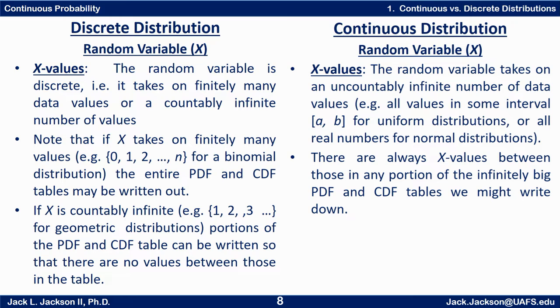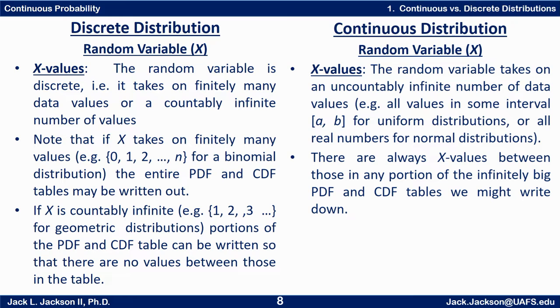There is a possibility in the discrete case also that X is countably infinite. For example, in the geometric distributions we saw earlier, X values were 1, 2, 3, 4, 5, and they went on forever, but there's no end to them. But again, they're still discrete in the sense that they come in discrete chunks of data, and there are no values between these. So even though we can't physically write down the entire table because it goes on forever, we can write down, say, the first part of it, starting 1, 2, 3, and up as far as we want to go. And there are no values between the ones that we have. The table may extend forever and you can keep counting up, but there's nothing in between.